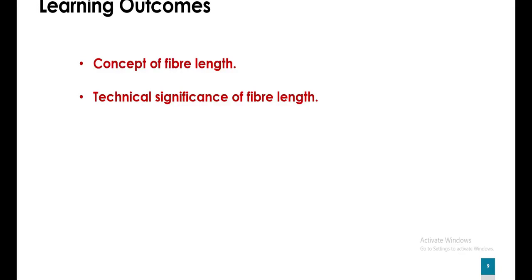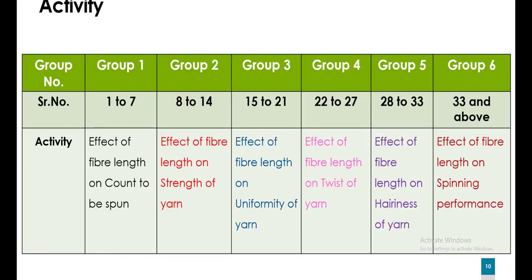Here is an activity based on today's learning. Friends, you have to divide yourself into 6 groups as per your serial numbers. Like 1 to 7 will be there in first group, 8 to 14 will be in second group, third group will have 15 to 21, 22nd to 27th will be in fourth group, then 28 to 33 will be there in fifth and remaining will be there in sixth group.